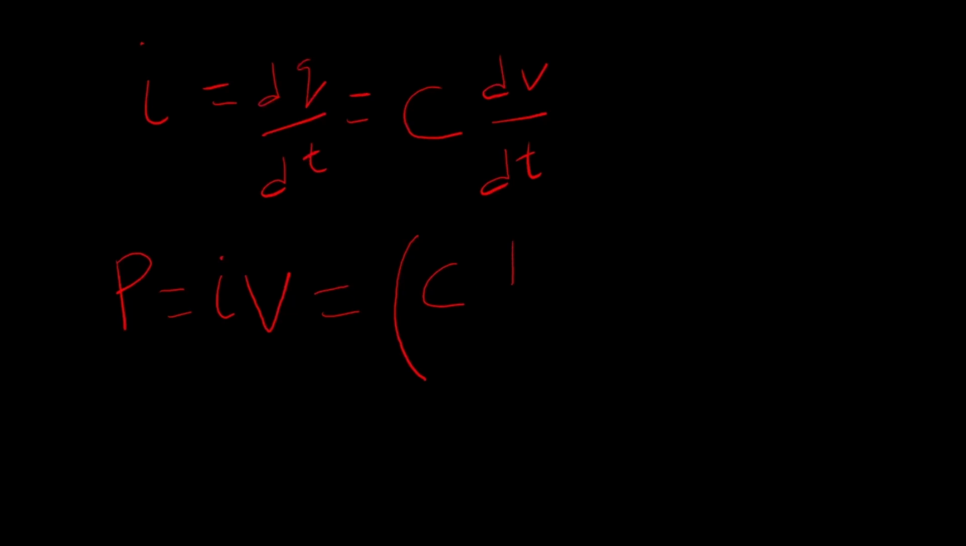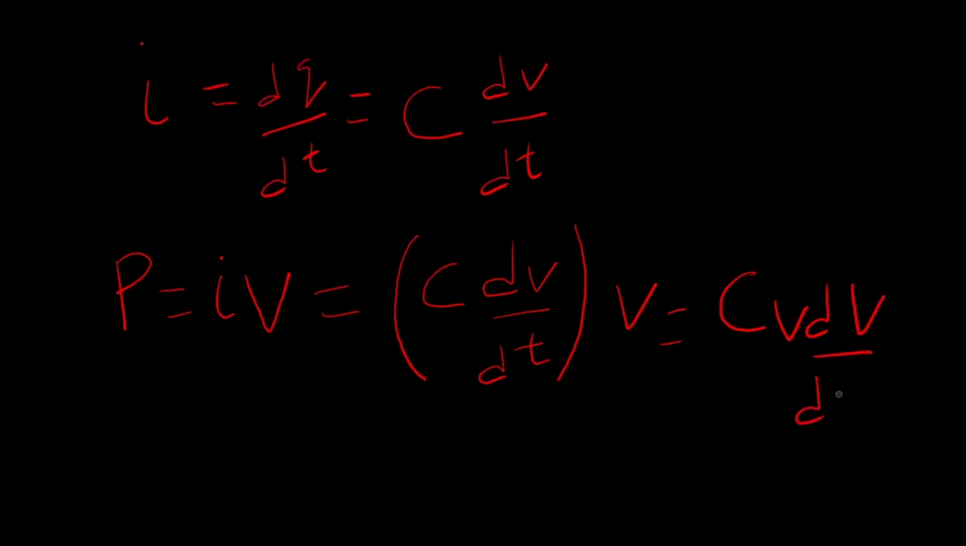C dv divided by dt, times v, and then I can simplify it further, and it becomes CV dV dt, right?